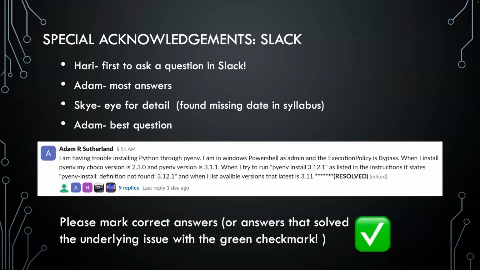When I'm installing PyEnv, my Choco version is... Yeah, that's great because then we don't have to say, okay, well, this was fixed in 2.29 something. It's like, Choco version is 2.3, PyEnv version is 3.1.1. It gives the exact command trying to run, pyenv install. And it states, here's the error message: pyenv install definition not found. And when I list available versions, the latest is 3.11.